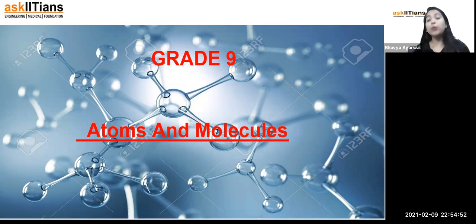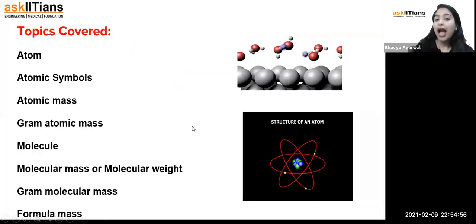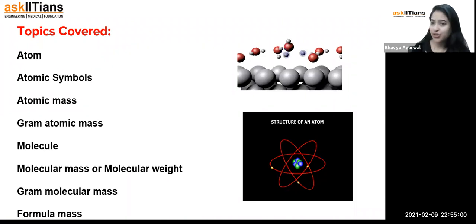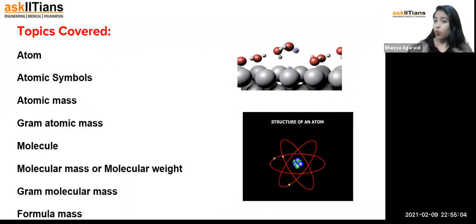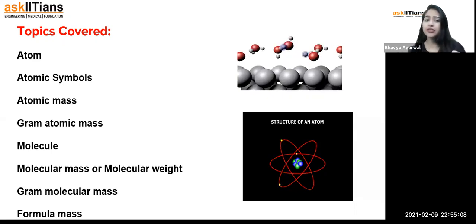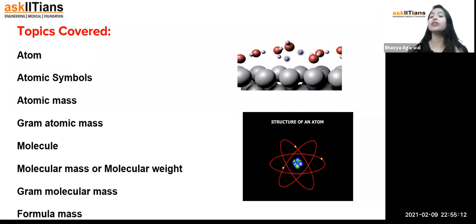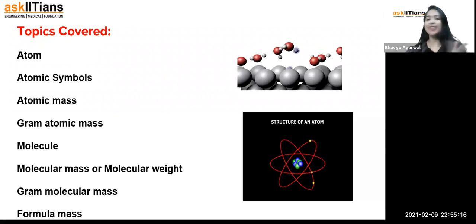So today we will be discussing that very thing in depth, and these are the topics which we are going to cover in today's session. What we're going to learn is what an atom is, what an atomic symbol is, masses, the various ways in which I can write them, and the corresponding questions. Without wasting time, let's get started.